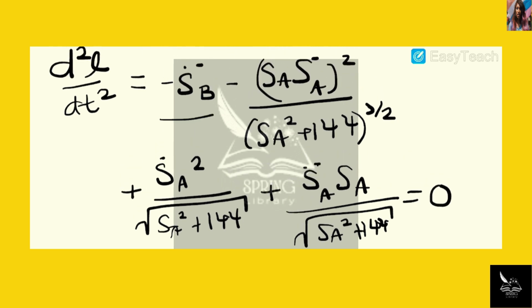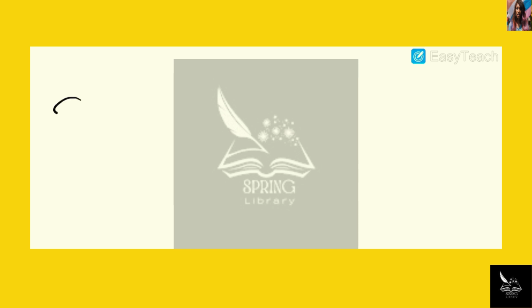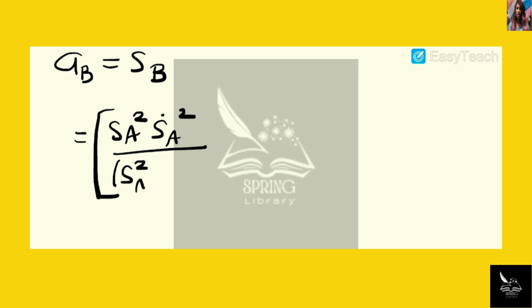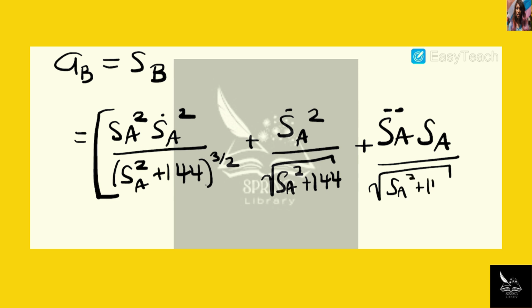Now, we see here that SB double dot is actually just the acceleration at point B. So we can rewrite this equation and say that AB, which is equal to SB double dot, is just equal to the rest of that equation, which is SA squared times SA dot squared all over SA squared plus 144 raised to the 3/2, plus SA dot squared all over the square root of SA squared plus 144, plus SA double dot times SA all over, again, the square root of SA squared plus 144.